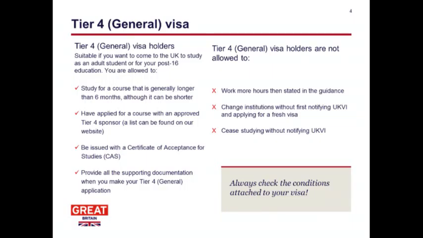That you have applied for a course with an approved Tier 4 sponsor. A list of these can be found on our website. That you've been issued with a Certificate of Acceptance for Study, also known as a CAS, and that you provide all the relevant supporting documentation, and again we'll cover this later in another slide. A Tier 4 General student cannot do the following. They cannot work more hours than stated in the guidance. They cannot change institutions without first notifying UK visas, and they cannot cease studying without notifying UK visas.